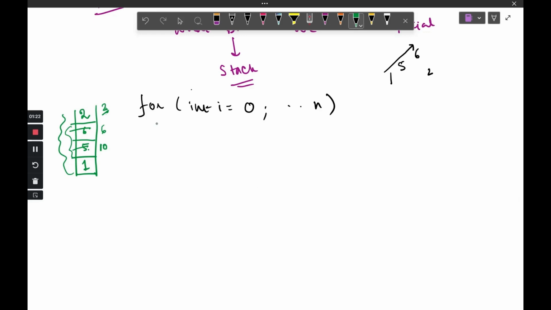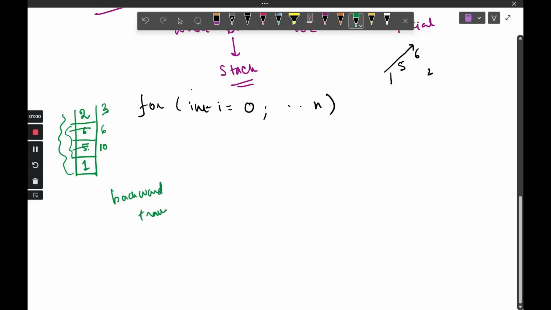So this is how, by using a single for loop and the stack, I am able to pop out the values one after another, calculate the area then and there using the same formula of height into width, and get the max area. So it is like doing a backward traversal. Why are we doing a backward traversal?